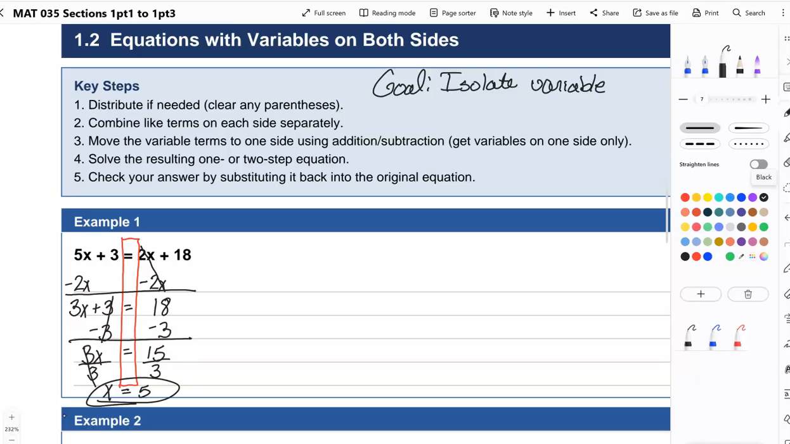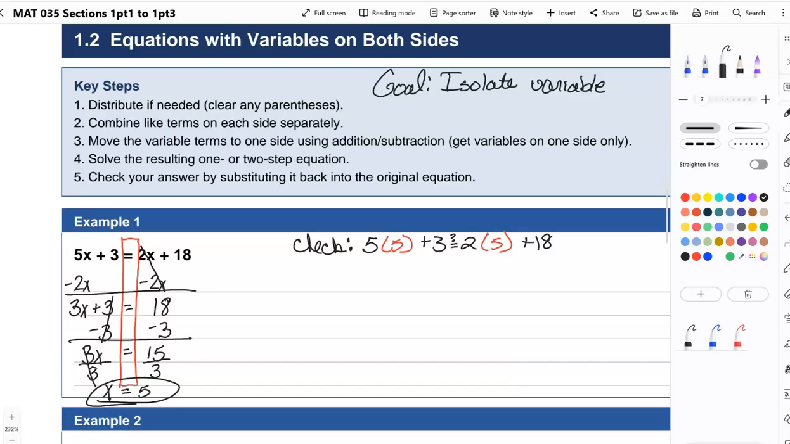Now remember, you can always check to see if it's right. So let's plug it in. We had 5 times x. We're saying x is going to be 5. So I'm going to put parentheses 5 there. Plus 3 equals 2 times x. We're saying x is equal to 5. Plus 18. So we're asking, is that true? So I've got a little question mark over my equal sign.